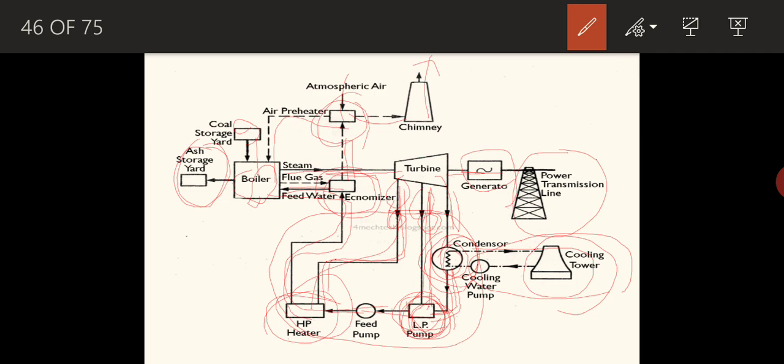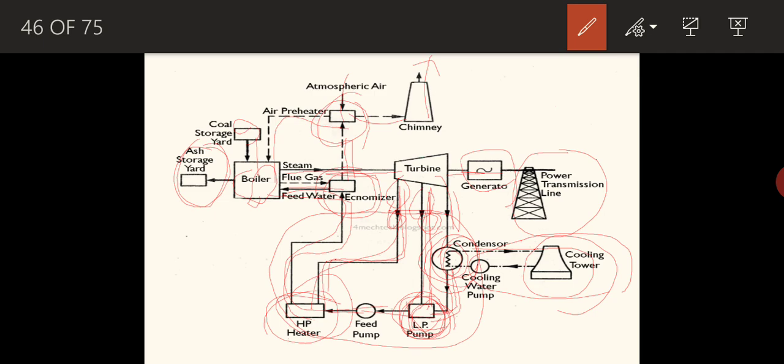Coming to the flue gas, the flue gas produced after the combustion of the coal inside the boiler will be passing through the economizer. There it will give a majority of its heat to the water which is supplied into the boiler. After giving its heat, it is then passed through the air preheater, where the air fed into the boiler is heated. That's why it is called the air preheater. Finally, it is passing through the chimney.